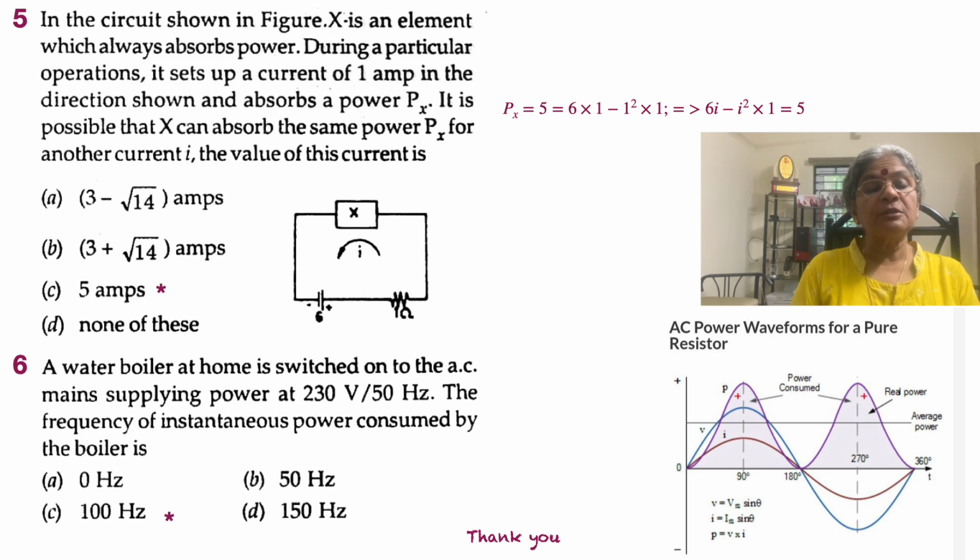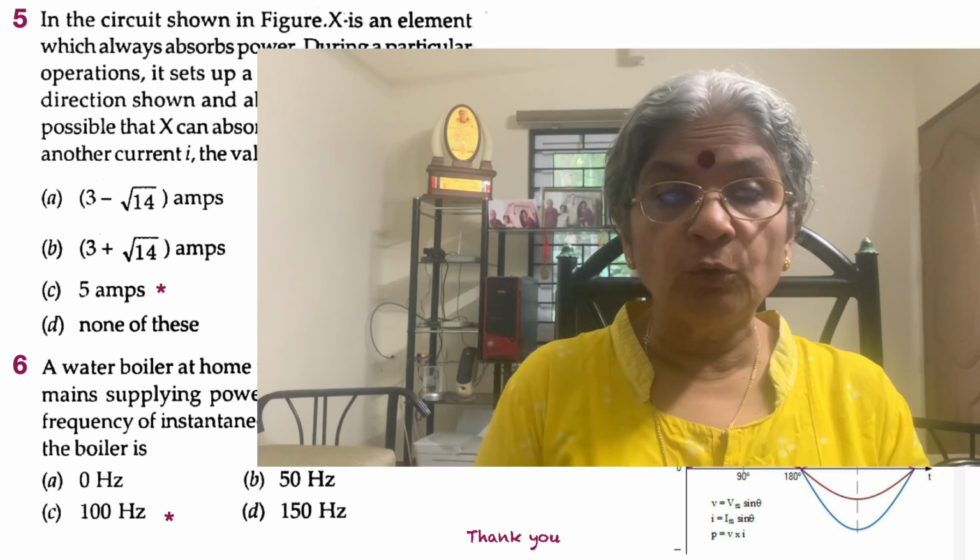It is possible that X can absorb the same power Px for another current I. And what is the value of this current? If so, first let us find out Px, because Px remains constant through both the operations. One is when we are having 1 ampere, and the other is when we are having I ampere.